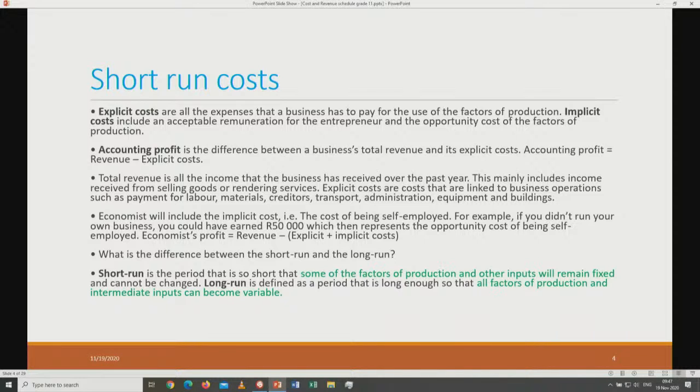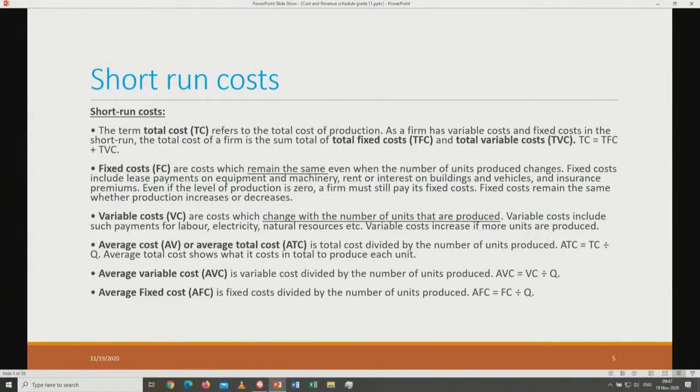You only get a fixed factor of production under the short run period. But in the long run period, all those factors are variable. They are allowed to vary. You can change them at any time. But in the short run, at least one of them is fixed. So that's the difference between the short run and the long run. You must remember that one. Please don't forget it.